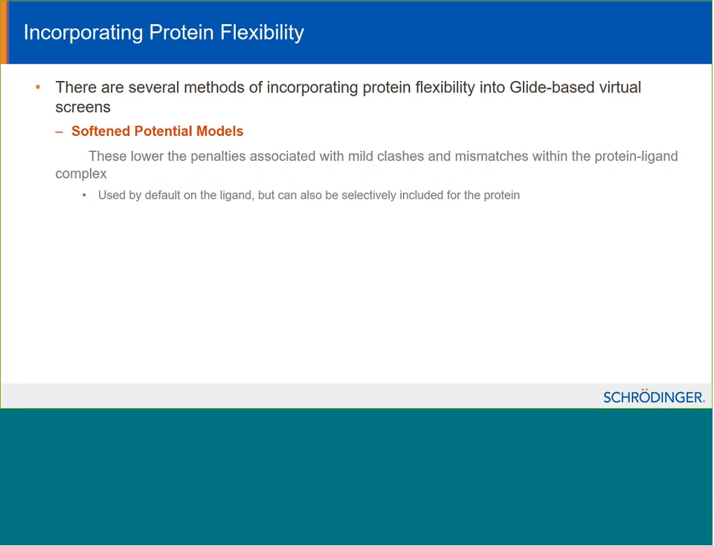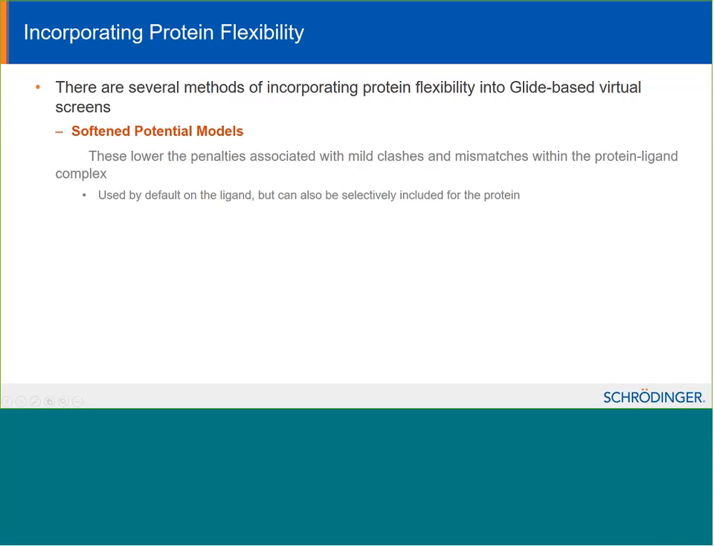Whereas molecular dynamics doesn't normally fit into that category of timing. So, incorporating flexibility, there are several methods to do this, and we can start off by looking at how the Glide interface would cater to this problem by using softened potential models. These basically lower the penalties associated with the small clashes and mismatches that you get between a protein and a ligand in trying to get the ligand into that protein.